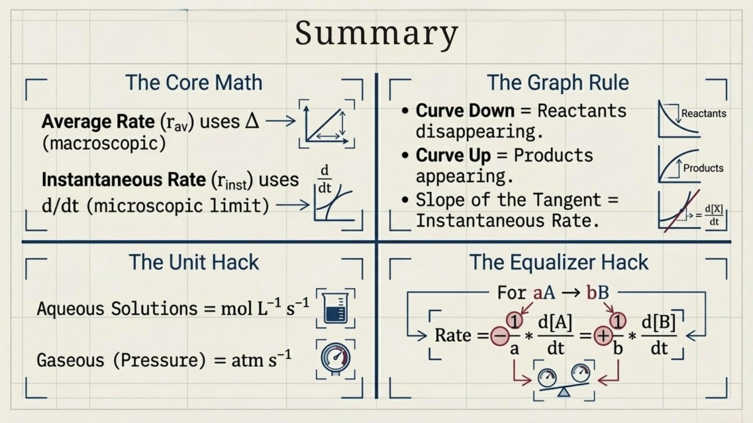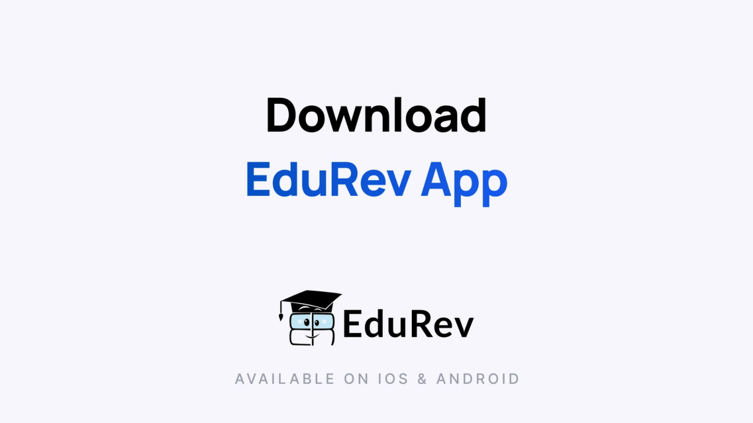For units, aqueous solutions use moles per liter per second. Gases use atmospheres per second. For A to B, rate equals minus 1 over A times dA over dt and positive 1 over B times dB over dt. We hope that you have understood the topic.